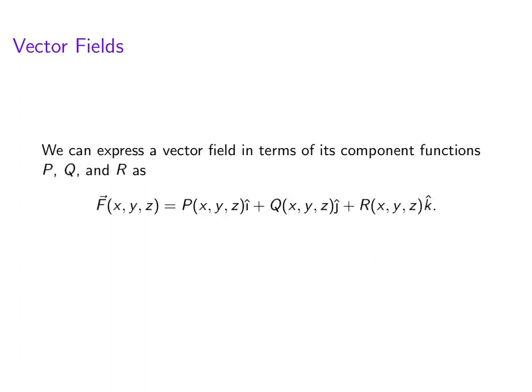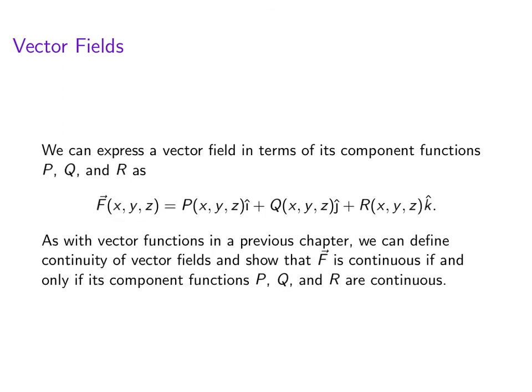Just as in the two-dimensional case, in 3 dimensions, we can express a vector field in terms of its component functions p, q, and r, like this. And finally, just as we talked about with vector functions in a previous chapter, we can talk about continuity of vector fields and say that a vector field is continuous if and only if its component functions are continuous. Okay, that's all for now.